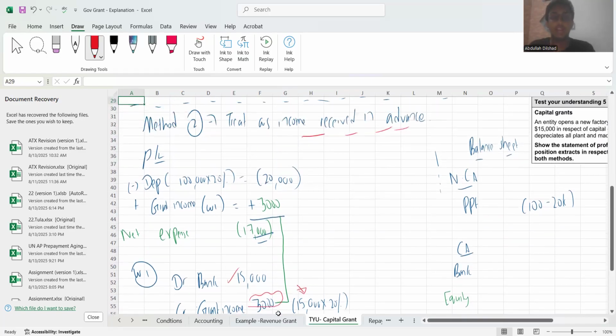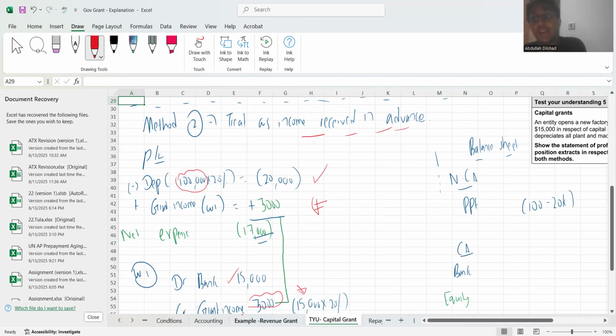Now in terms of profit or loss, in this method you can show a separate line under other income as grant income, because in this particular method we did not adjust the cost. So depreciation would be normal. You will be multiplying 100,000 at 20%. Why? The cost was not adjusted. So depreciation would be 20,000 under this method.